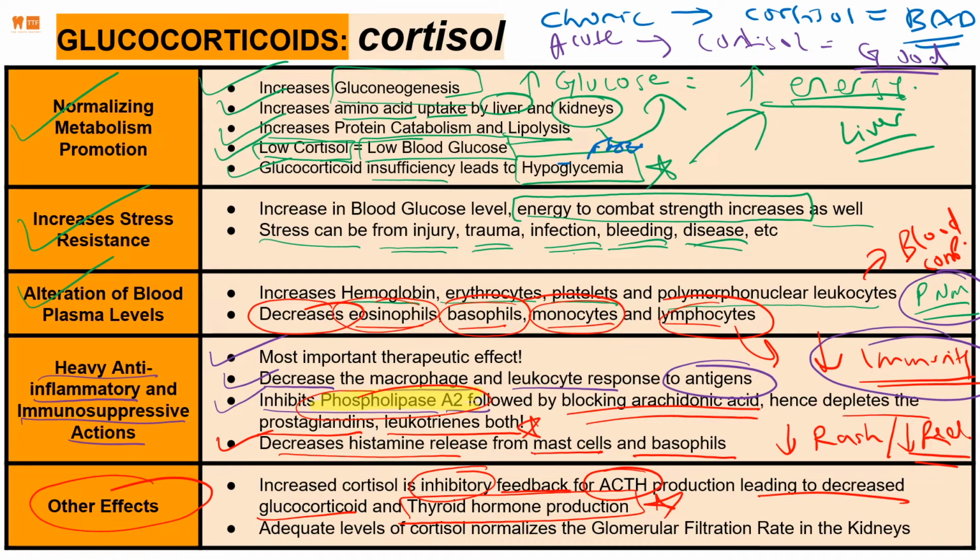Okay, just a little side note, nothing significant for this lecture. Adequate levels of cortisol normalize the glomerular filtration rate in the kidneys as well. So part of the metabolism is post-metabolism, which is excretion. So adequate levels of cortisol also take care of that. Do we know why we have nocturnal enuresis? Nocturnal enuresis, which is bedwetting. Bedwetting is because cortisol is out of proportion.